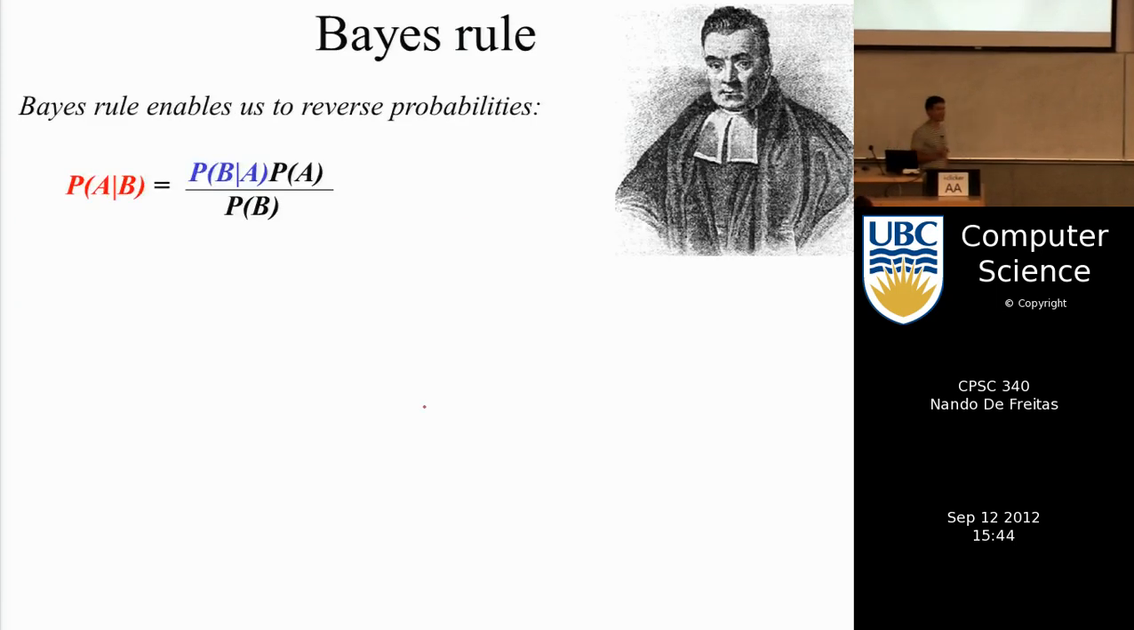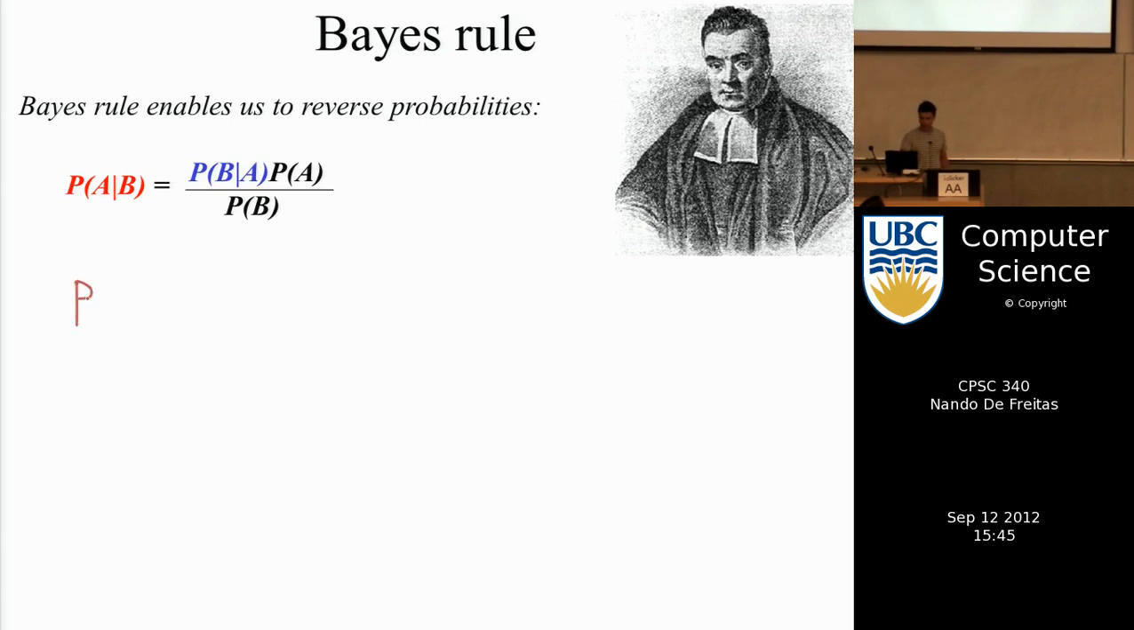Okay. Enter Bayes' rule. Bayes' rule will allow us to solve all of these problems. Bayes' rule is the rule of thinking. It's the rule to invert, to reverse statements about probabilities. If you know the probability of B given A, if you know the probability of a sound given a word, you're able to compute the probability of a word given a sound. And the same applies to vision, the same applies to anything.